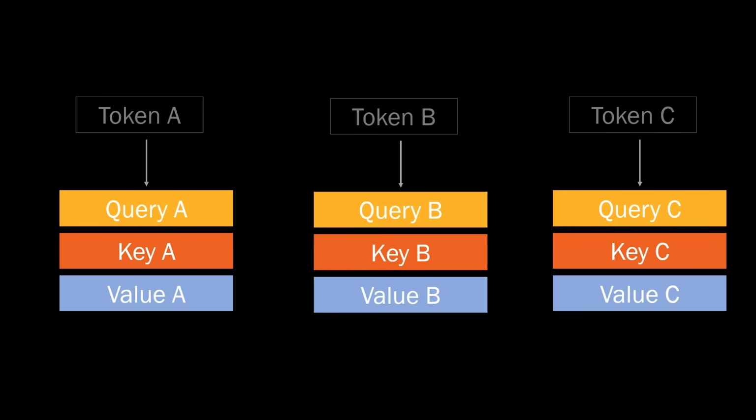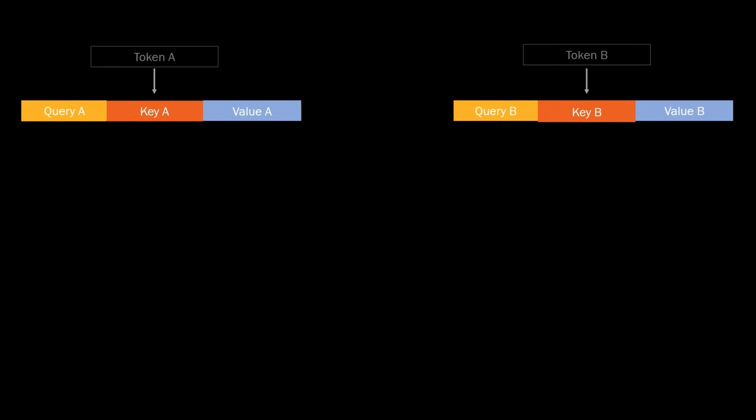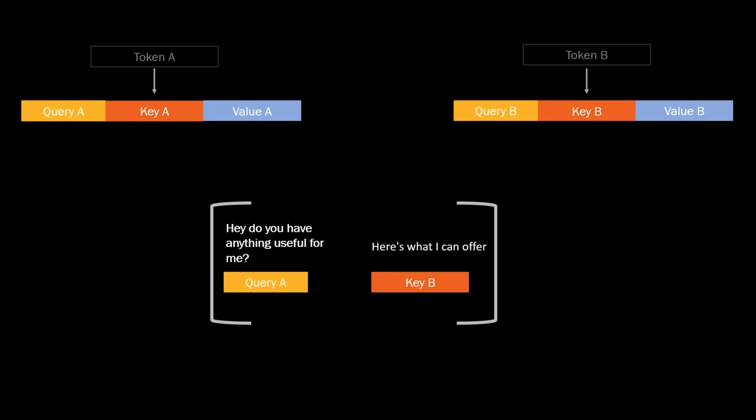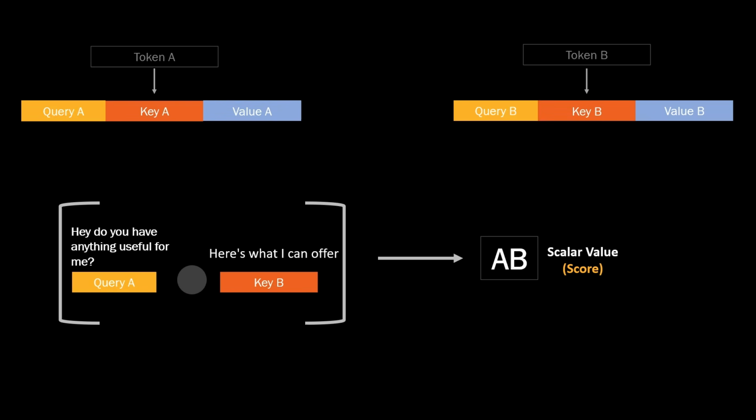When a token needs to interact with other tokens to determine the weight assignment, it uses its query vector. For example, if token A wants to determine how much weight to assign to token B, it uses its query vector as if asking, "Hey, do you have anything useful for me?" In response, token B uses its key vector to answer, "Here's what I can offer." We then take the dot product of these two vectors, query and key, to obtain a scalar value which gives a score.